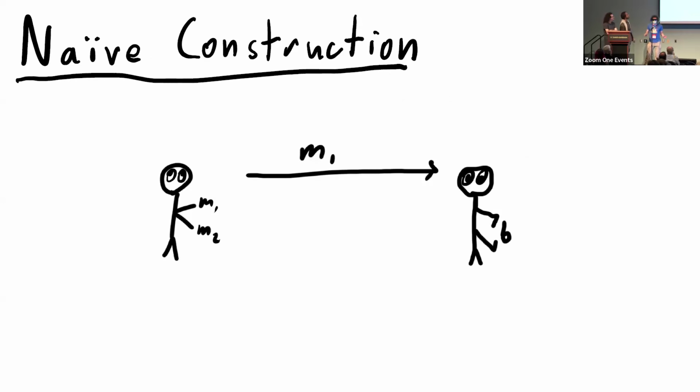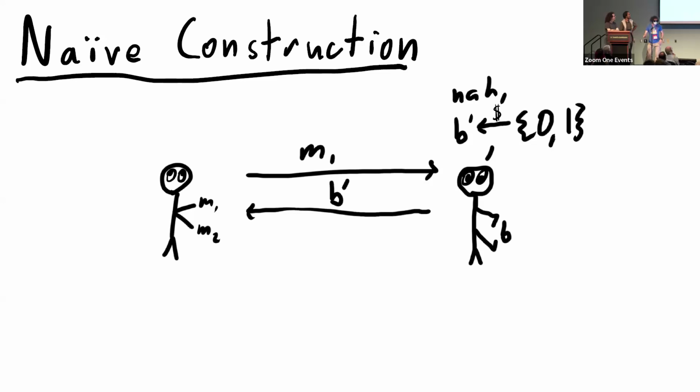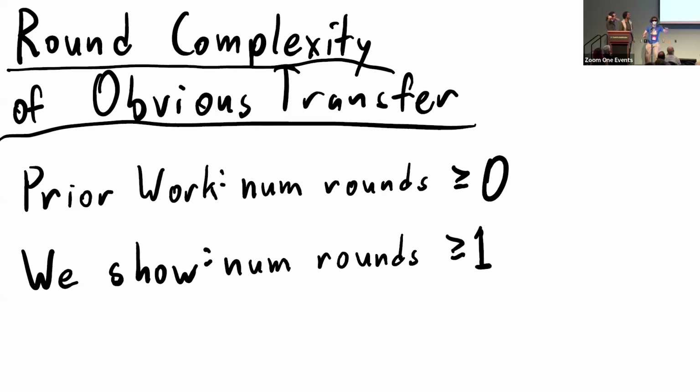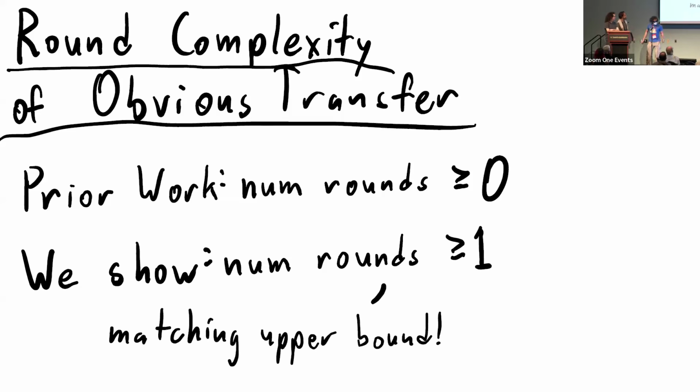Now, the naive construction for this is 3 rounds. Alice sends M1 to Bob. Bob thinks about whether or not to send B, but ultimately decides against it and sends a random bit B prime instead. And then Alice finally sends M2. So this is a 3-round protocol. Existing prior work shows that there's a lower bound that the number of rounds must be non-negative. And we actually are able to raise that lower bound and show that it must be strictly positive. See our paper for details. What we're going to be talking about in this talk is the matching upper bound. We give a construction of oblivious transfer in 1 round.